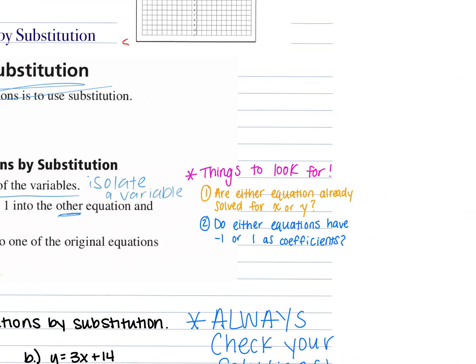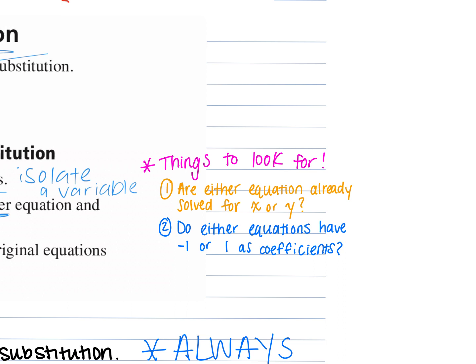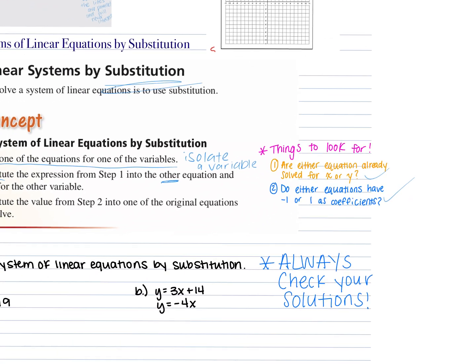Now, the 2 things that you want to look for is you want to know, are either of the equations already solved for x or y? Because if they are, the problem just got a whole lot easier, okay? And then if that hasn't happened already, then the second thing you look for is, do either equations have a coefficient of 1 or negative 1? In other words, are any of them 1x, 1y, negative x, or negative y, okay? All right, let's see an example.